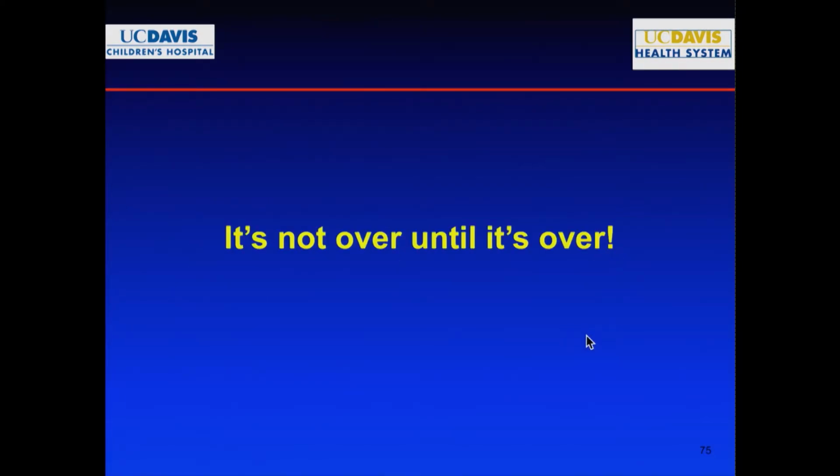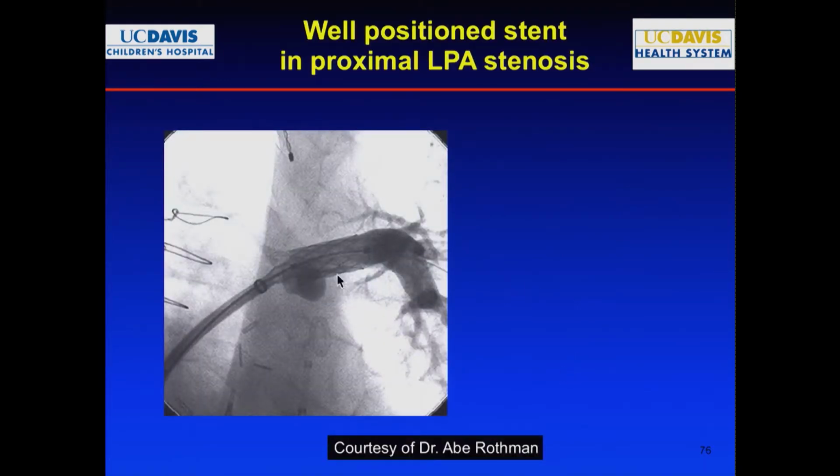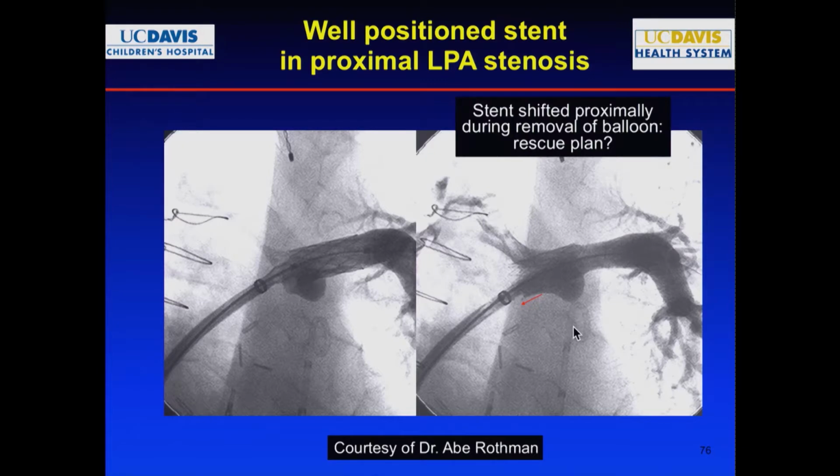Okay, another lesson. It's not over until it's over. Why do I say that? Here's an example. The stent is in good position. The person is very happy. What do you do next? You take out the balloon and take out the wire. You're done, right? Well, guess what? Without thinking too hard, he pulls the balloon, grabs the stent, and pulls the stent into the wrong position. So again, it's not over until everything is out, right? So always be on guard.